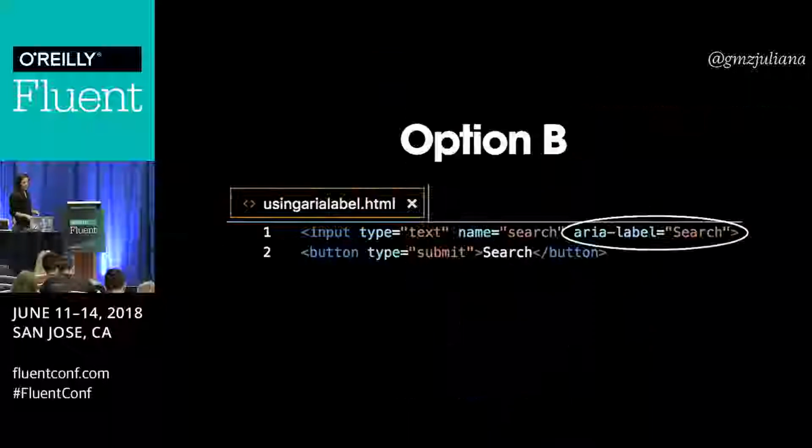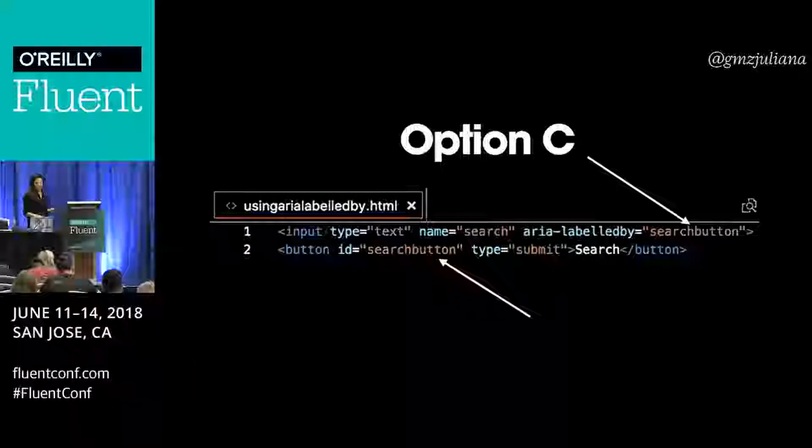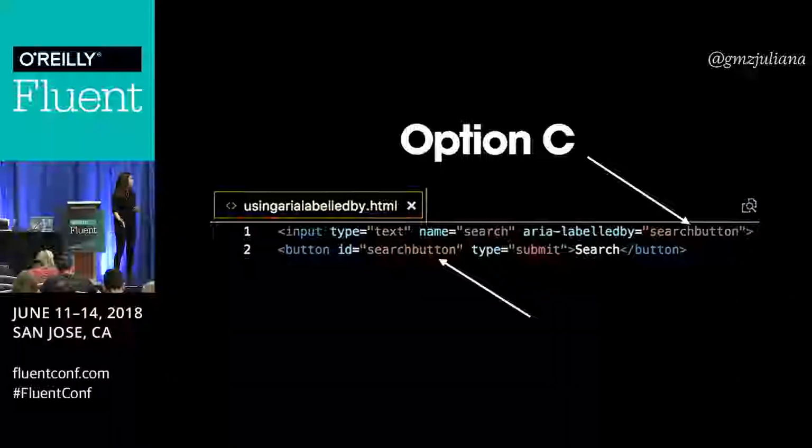The second option is to use an ARIA label. So an ARIA label works by putting a string in the label that you wanted to read. So in this case, it would read search. The third option is to use an aria-labelledby, which is similar, but it works again with IDs. So you point it to an element that you wanted to read.